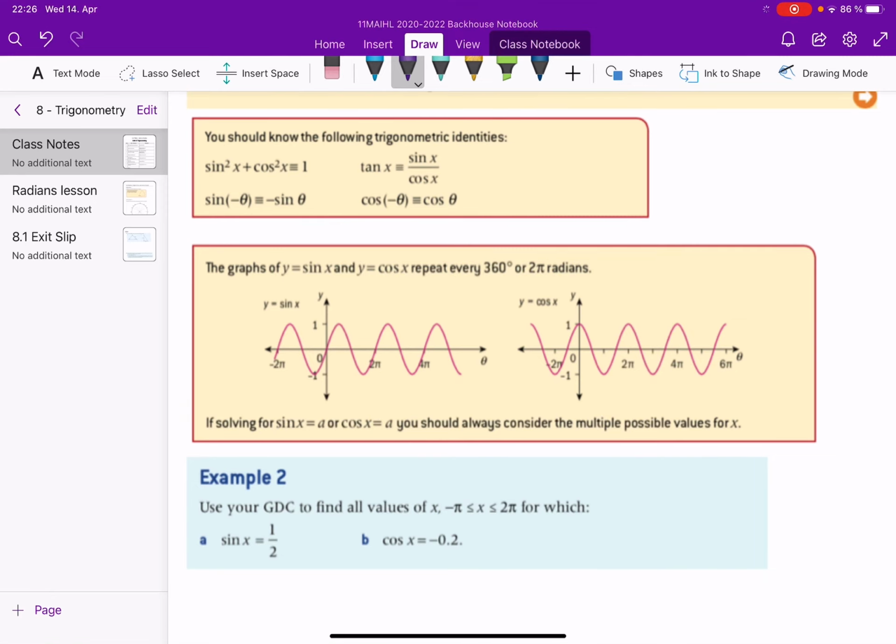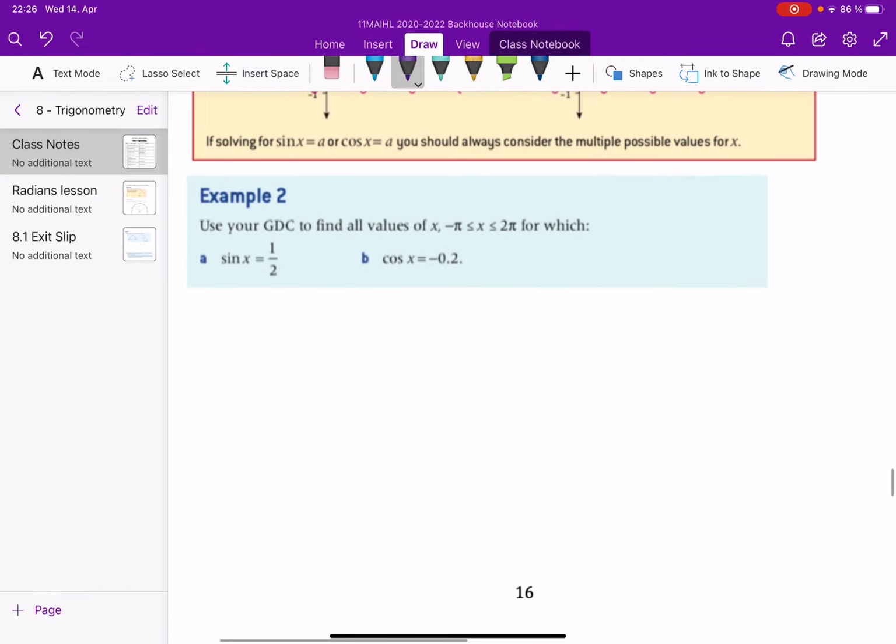Okay, you will probably want to pause me and go through some of these examples on your own and then check your answers.